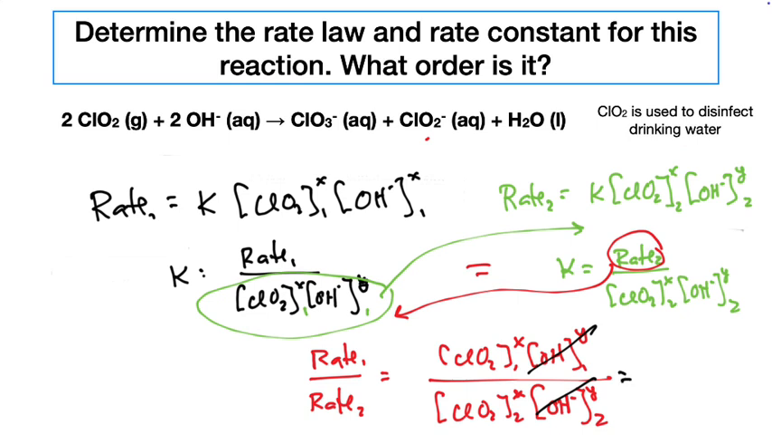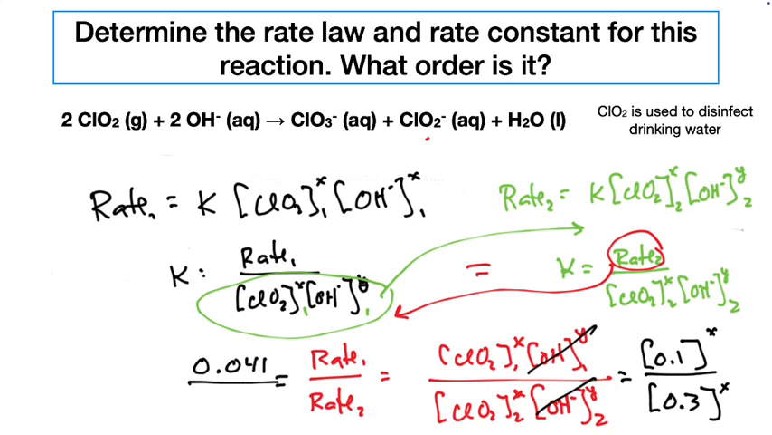What happened for the concentration of ClO2, 1 to 2? What was the value for 1? I genuinely don't know. The value for 2. Rate 1. What was the value? 0.041. Over rate 2. 0.124. Okay. This value is now 1 over 3. This value is now 1 over 3 to the X, right?